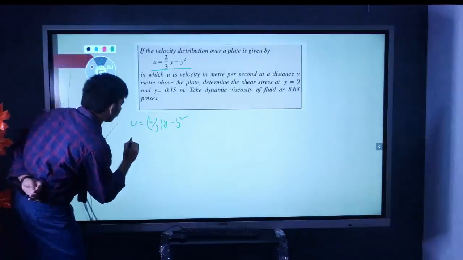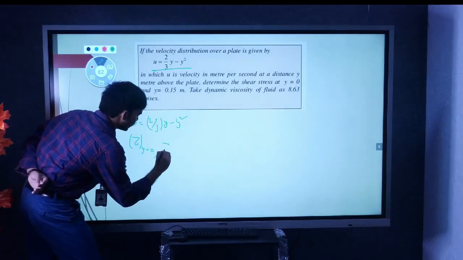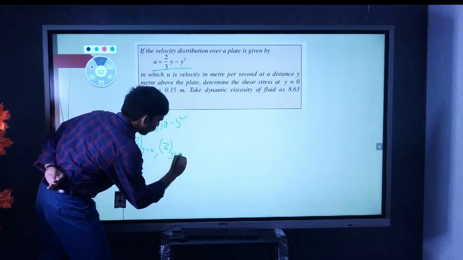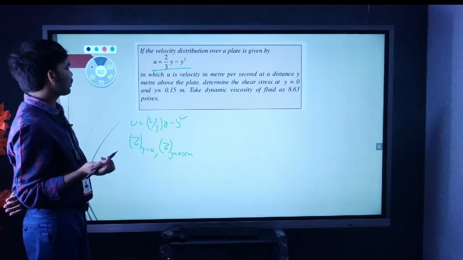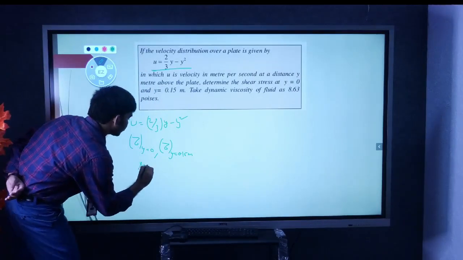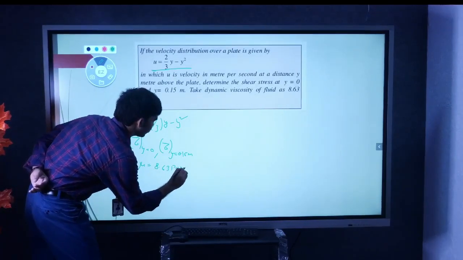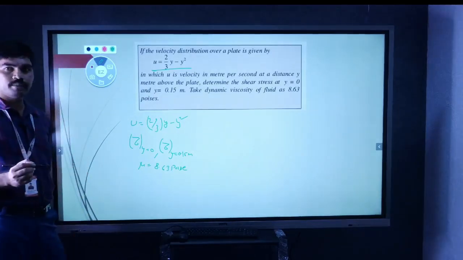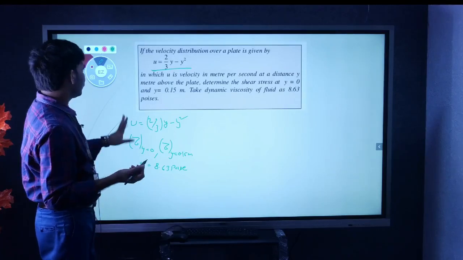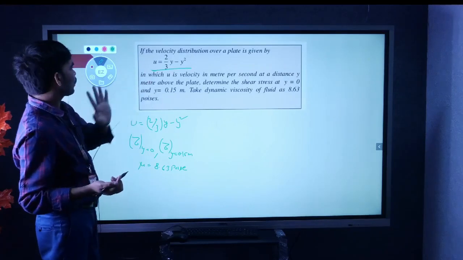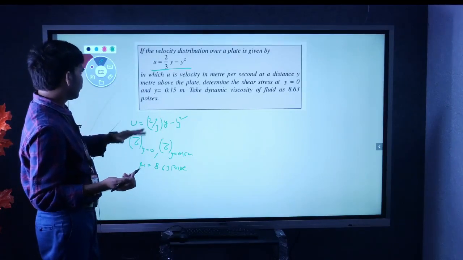So you have to find out the shear stress at y is equal to 0 and the shear stress at y is equal to 0.15 meter, and take the dynamic viscosity of the fluid, and the mu value is given as 8.63 poise, right? If you see here, the velocity distribution over a plate is given, in which u is the velocity in meter per second and distance y is in meters above the plate.